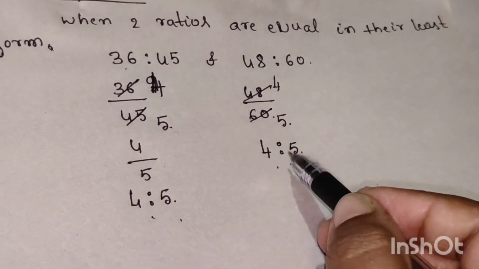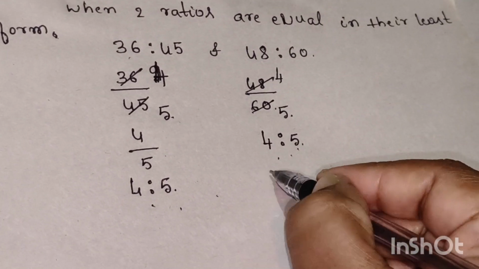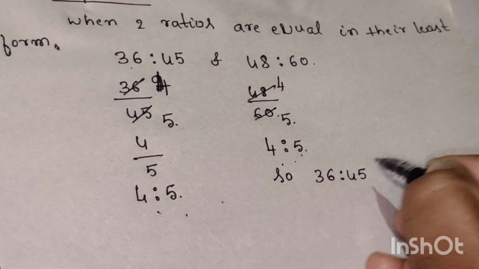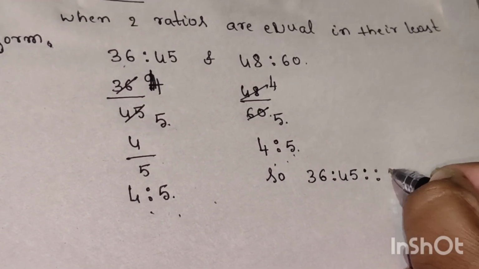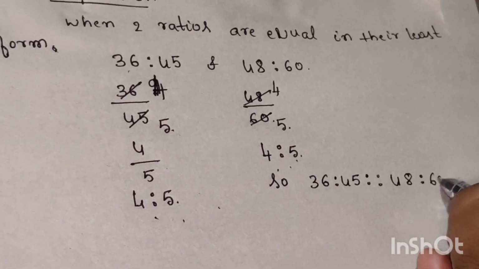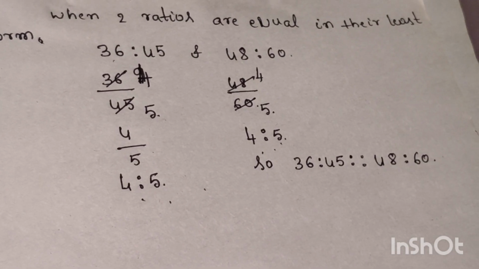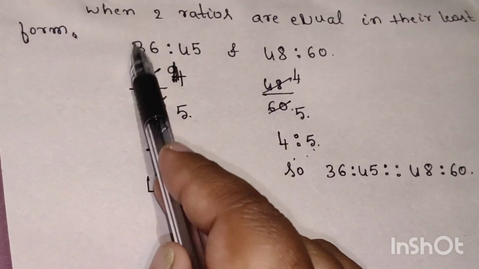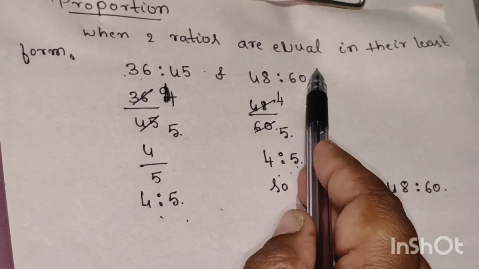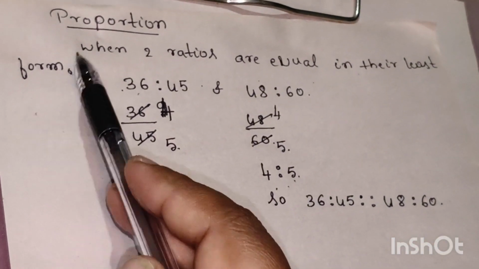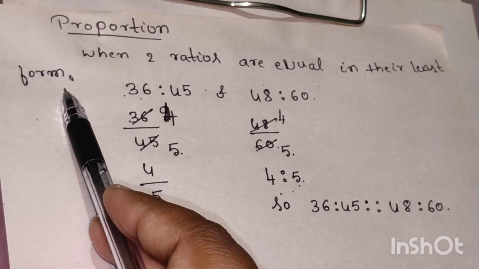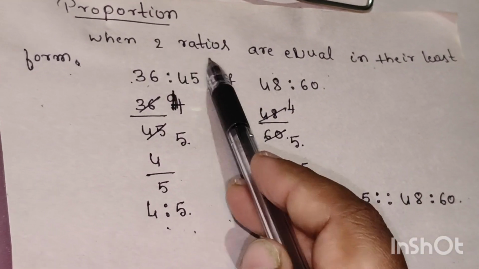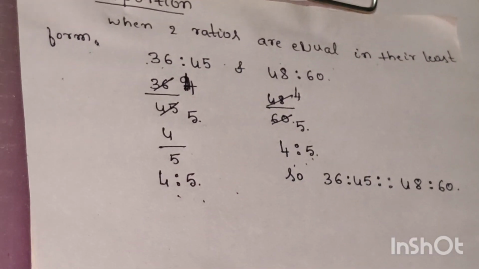Both ratios are same. So 36 is to 45 is proportion to 48 is to 60. Got it? So proportion means when two ratios are equal in their least form. So when two ratios are equal in the least form, then the two ratios are called proportion.